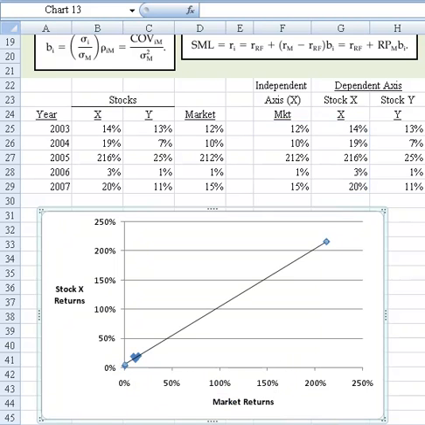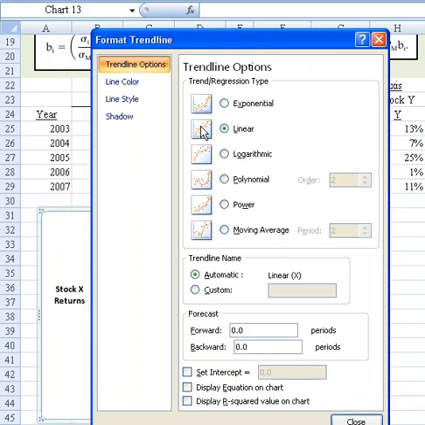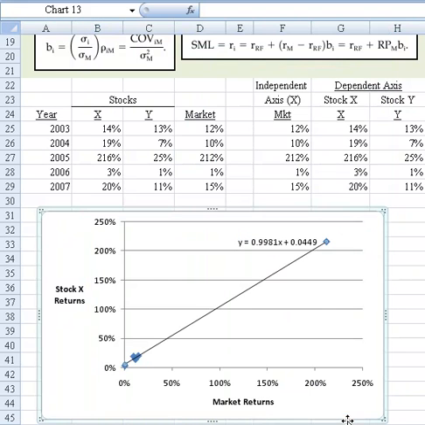I know you're seeing some of this, but not all of it, so I'll slide this over here. I want a linear trend line, and I would like the equation on the chart. I'm going to hit close. And right there, we've computed the beta for stock X. It's that value right there, 0.9981. It represents the slope of the line in a linear regression format. Let me slide it down and I'll illustrate a couple other ways to do this.